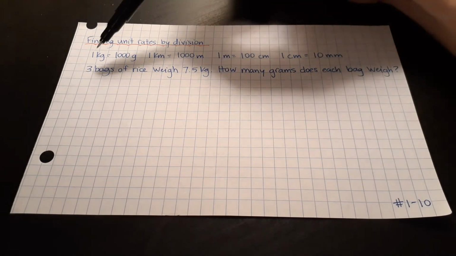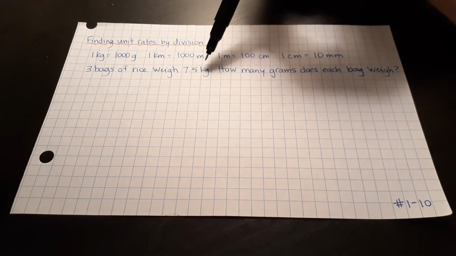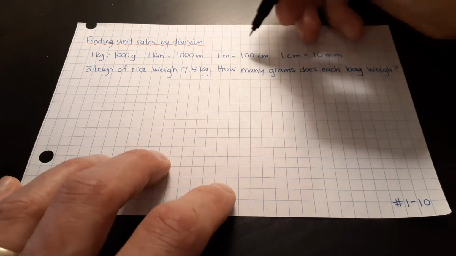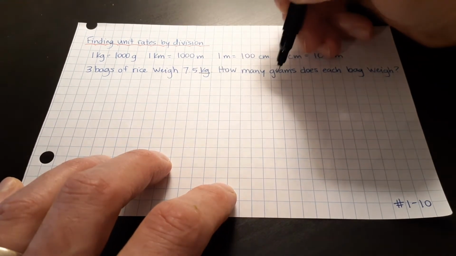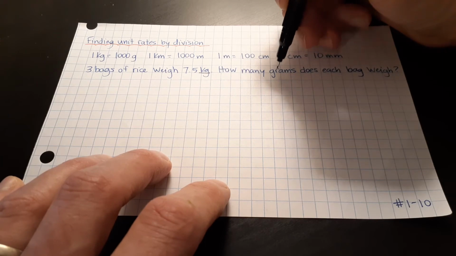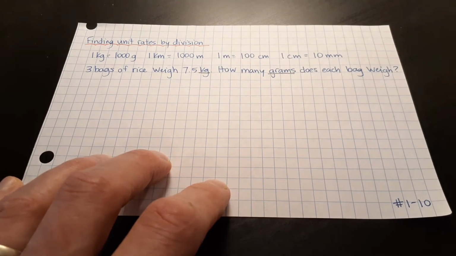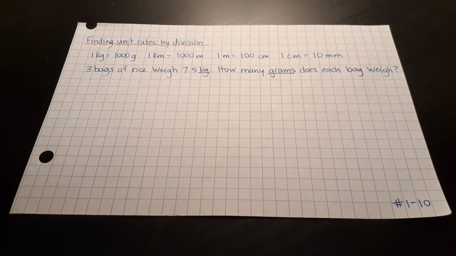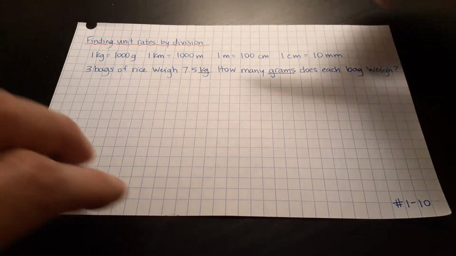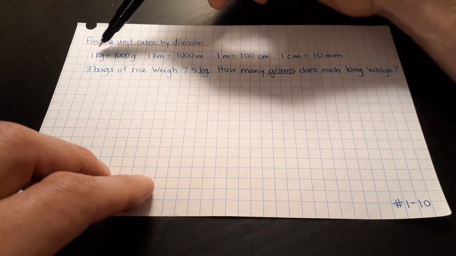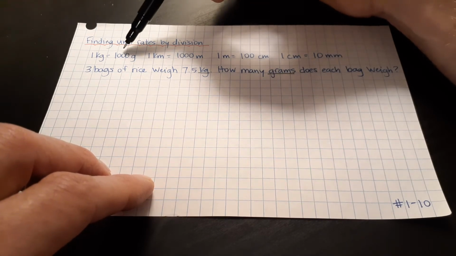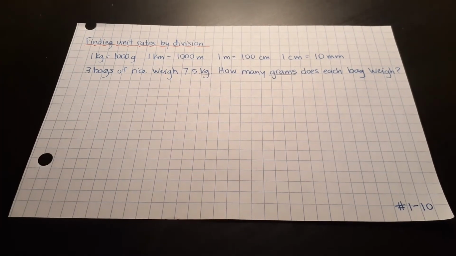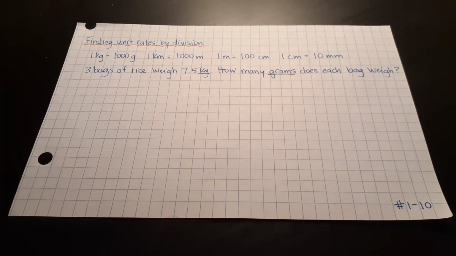So here's this word problem. 3 bags of rice weigh 7.5 kilograms. How many grams does each bag weigh? A couple of things are going on. 7.5 kilograms is the weight we're given, but we're asked to find it in grams. So I'm actually going to need to convert 7.5 kilograms to grams. To go from kilograms to grams, I'm going to need to multiply by 1,000. I will do that right now.